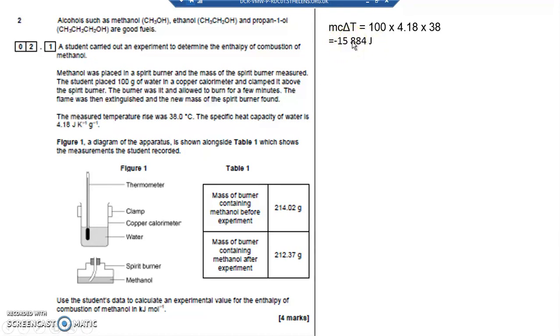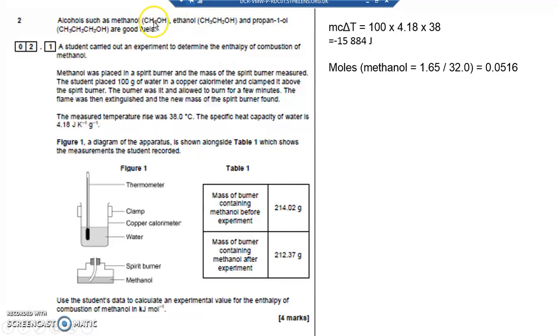are given out. I could convert that into kilojoules. Joules going into a larger unit, kilojoules, you divide by 1,000, so that would be 15.884. I think I'll leave it as joules just for now, though, because I know that the moles of methanol I've worked out the mass of methanol. So the mass of methanol, by taking 214.02, taking away 212.37, I've worked out that I've got 1.65 grams of methanol burnt.